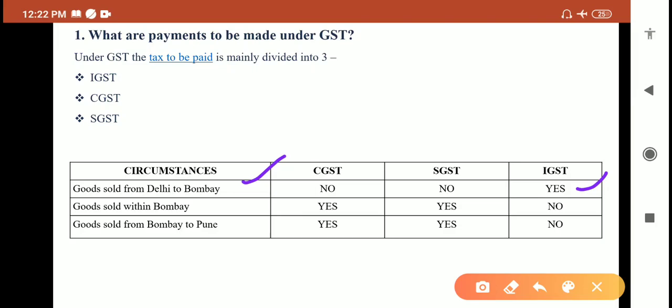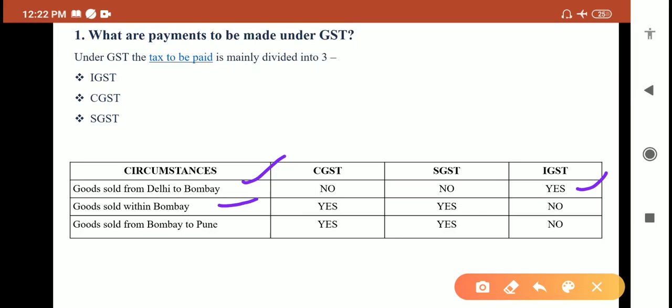So that integrated GST is applicable. And the second circumstance is goods sold within Bombay. The goods are being sold within Bombay. Irrespective of the dealer, the goods are being transferred or sold within one state, within one city, that is Bombay.